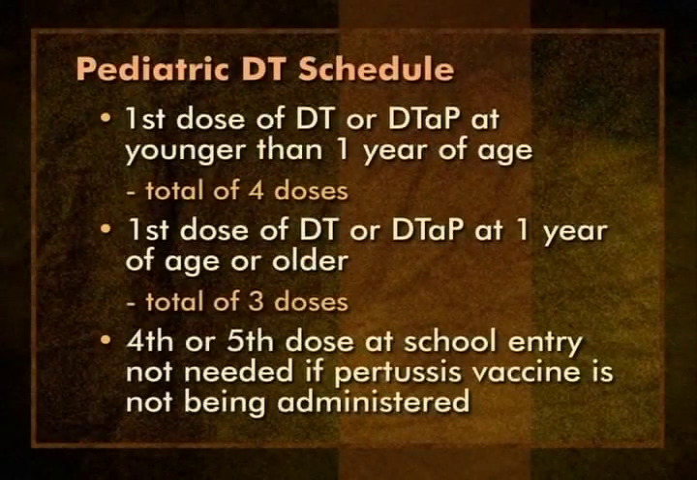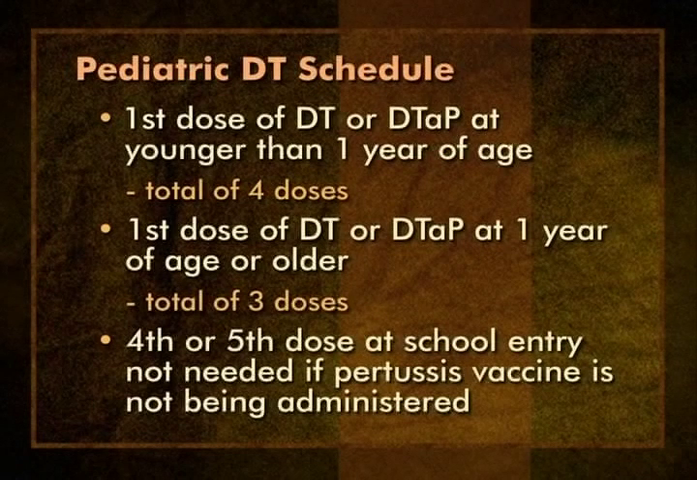Some children receive pediatric DT rather than DTaP. This could occur because of a true contraindication to pertussis-containing vaccine or because of a parent's request. No matter what the reason may be, the DT schedule depends upon the age that the child receives the first dose of DT or DTaP vaccine. If the child received the first dose of DT or DTaP at younger than 1 year of age, a total of 4 doses of DT-containing vaccine completes the series.